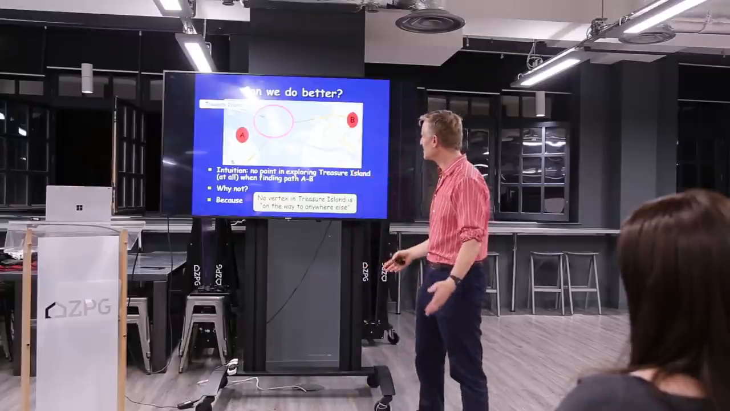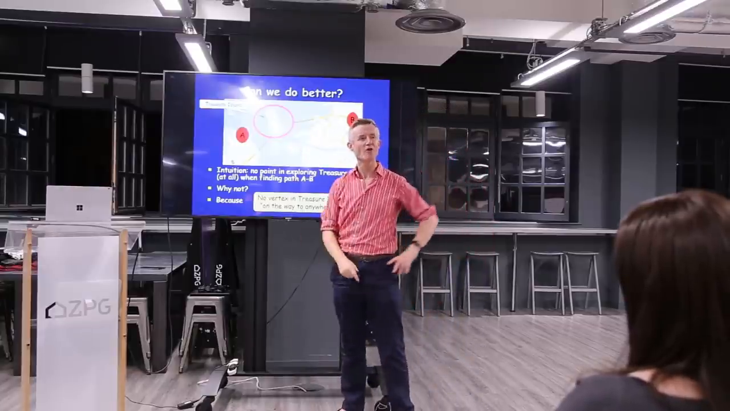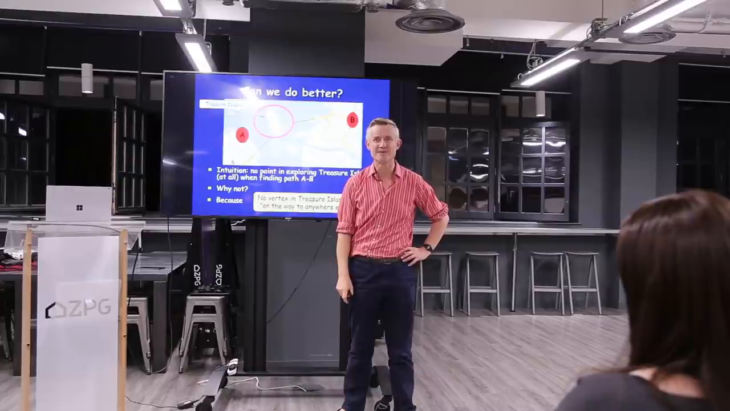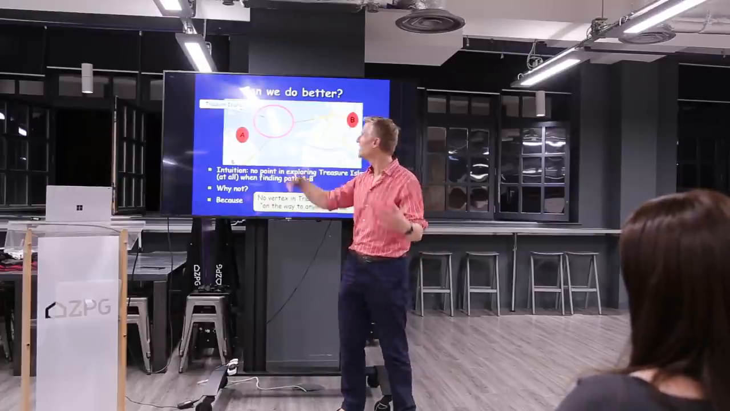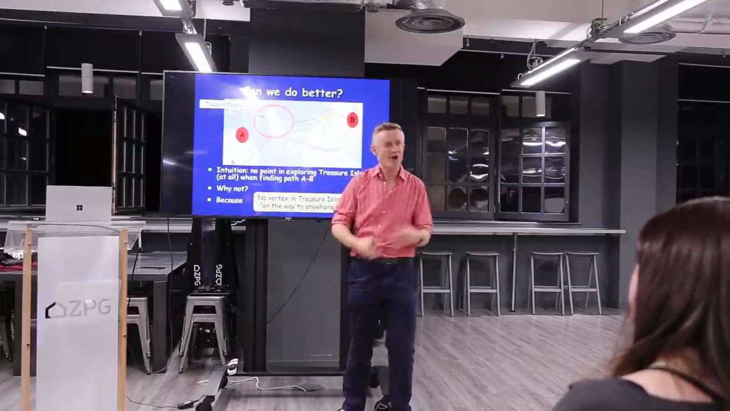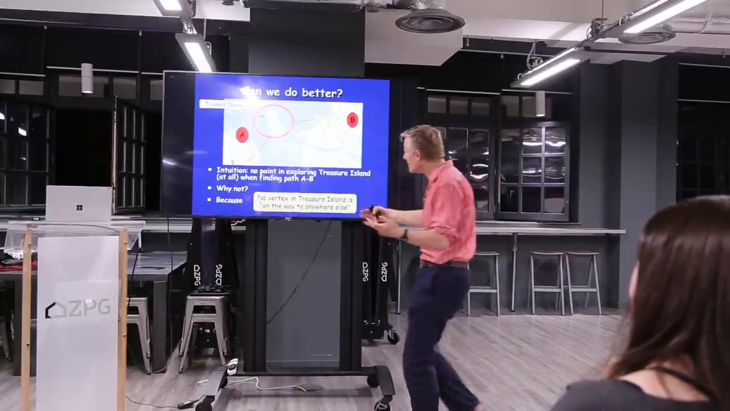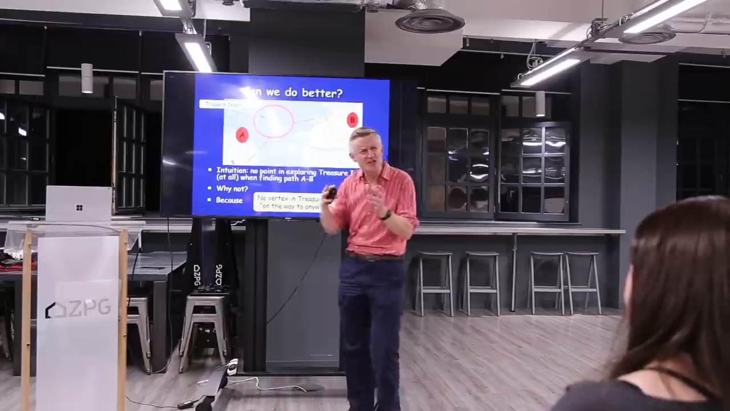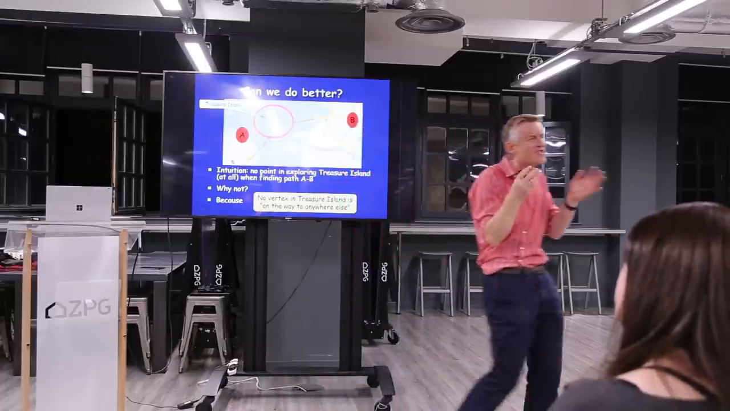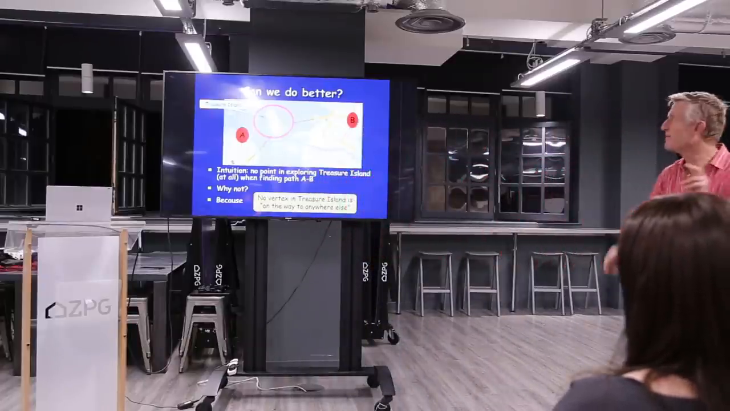Because your intuition is that Treasure Island is not really on the way to anywhere, is it? It's only on the way to itself. How could we incorporate that idea? No vertex in Treasure Island is sort of on the way to anywhere distant. What might that mean?